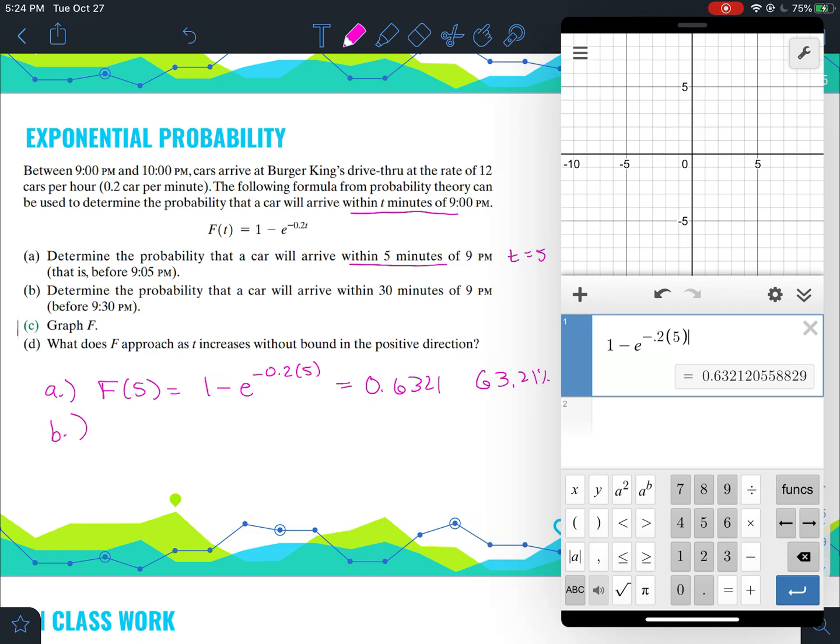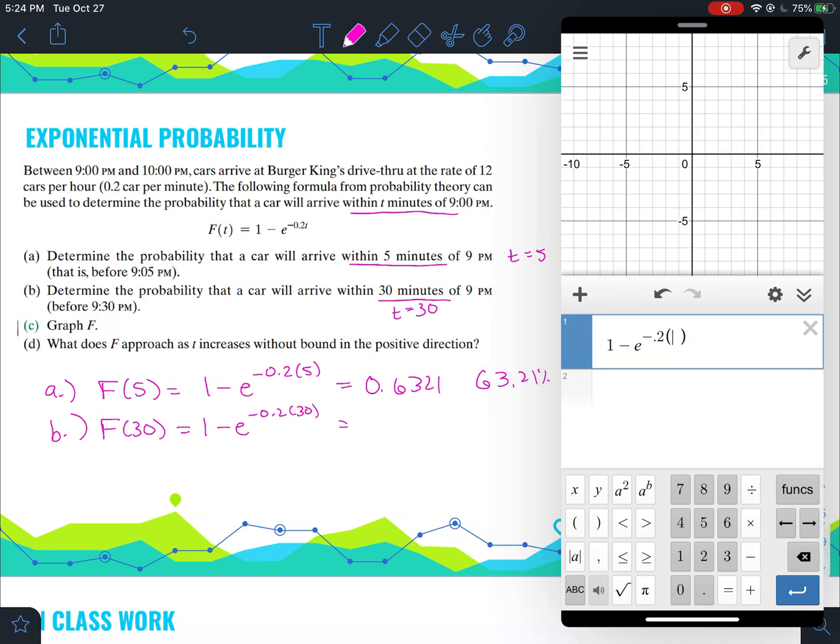Part B, determine the probability that a car will arrive within the first 30 minutes of 9 p.m. So that would mean t would equal 30. So I'm going to plug 30 in. So this would be f at 30 equals 1 minus e to the negative 0.2 times 30. So I'm just going to change that 5 to 30. And I get 0.9975. So there's a 99.75% chance that a car will arrive within the first 30 minutes after 9 p.m.